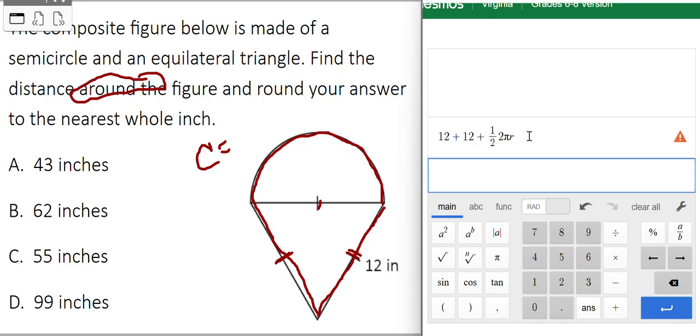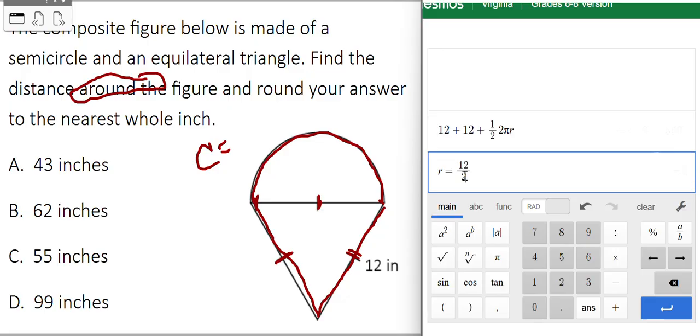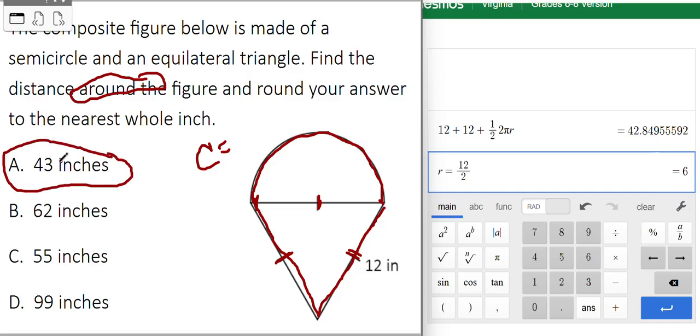Now, what's the only thing that my calculator doesn't know? Radius. How are we going to find that? Well, we know that from here to here is our diameter. And we know because of this congruency mark that our diameter is 12. So let's take 12 and divide it by 2 to get a radius of 6. That means that this is 43 inches around this figure. So my answer is A. Make sure when you're dealing with semicircles, you put a 1/2 in front of the formula.